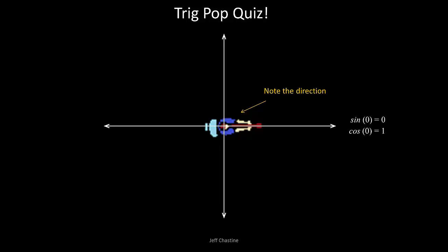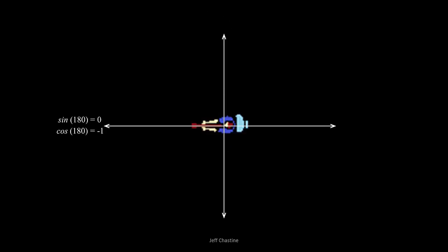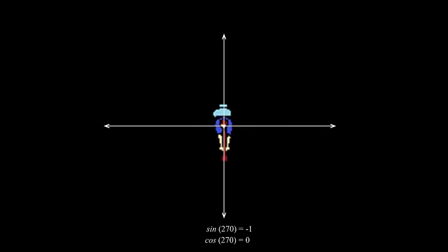So also notice that we're using some trig here, and you'll see how it's applied in just a second, but the sine of 0 returns us a 0, and the cosine of 0 returns us a 1. Now if we were to rotate this player around, notice that the sine of 90 is going to return us a 1, and the cosine of 90 returns us 0. If we continue on, you can see that the sine of 180 returns us 0, and the cosine of 180 returns us negative 1. And then finally, the sine of 270 returns us a negative 1, and the cosine of 270 returns us a 0.